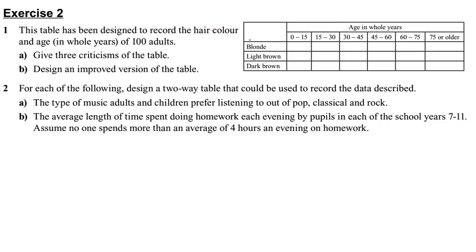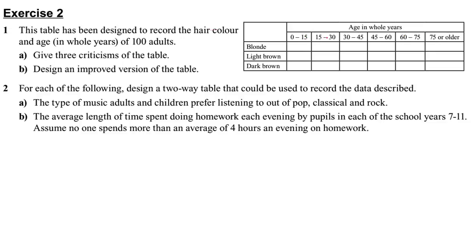Now, one thing I like about the table is that it's been designed properly. At the top we have age in whole years, and here we have the hair color, which is quite good. But the first thing I'm seeing is that these are not the only hair colors you can expect. There are just so many more. So some options are missing here.